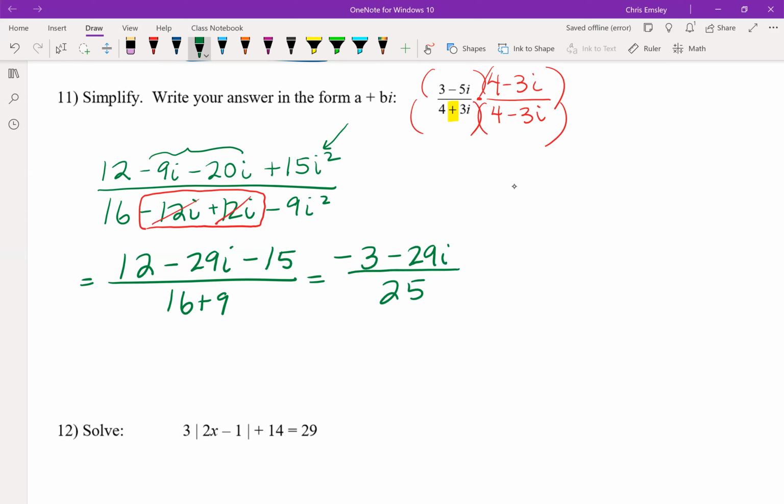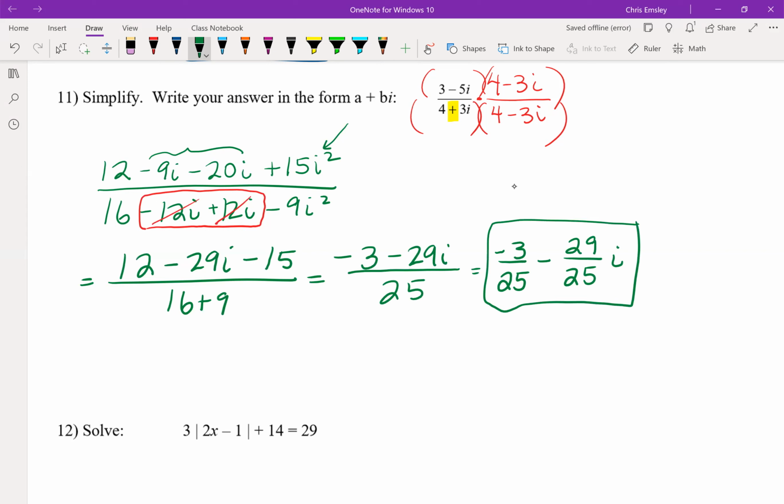The final step we want to take here, whenever we are talking about complex numbers, we always want to put it in that a plus bi form. So we want the real part of our answer, which would be -3 over 25, followed by the imaginary part of our answer. So we do want to split that into those two fractions. We should check if either one of those fractions can be further reduced. In this case, it cannot. So we are good.